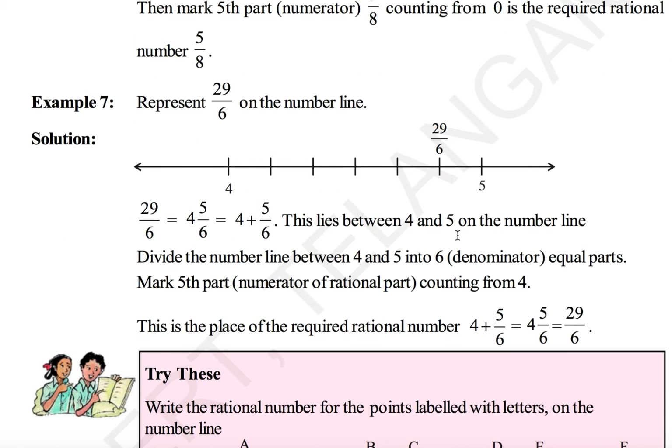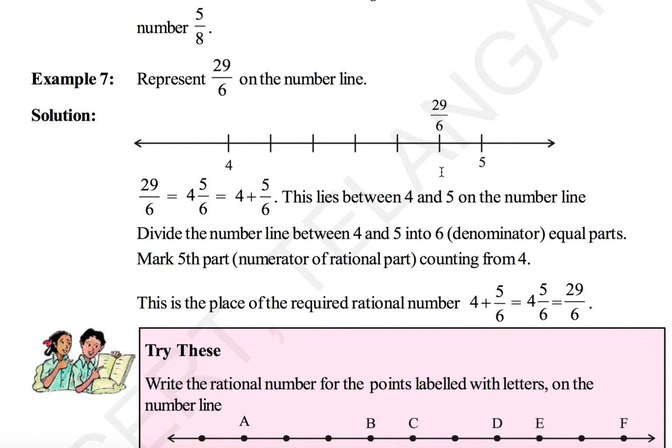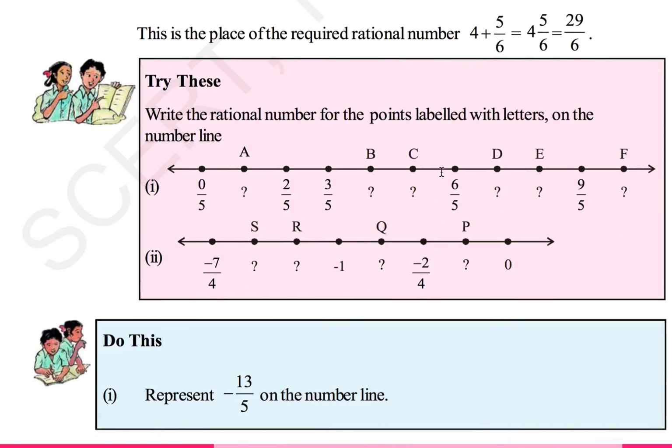Similarly, represent 29/6 on the number line. 29/6 is nothing but 4 and 5/6. So in between 4 and 5, you have to make 6 divisions, out of which the fifth division gives you 29/6.